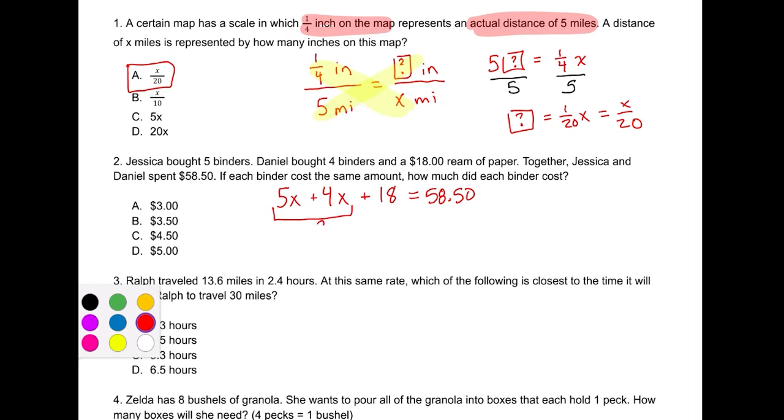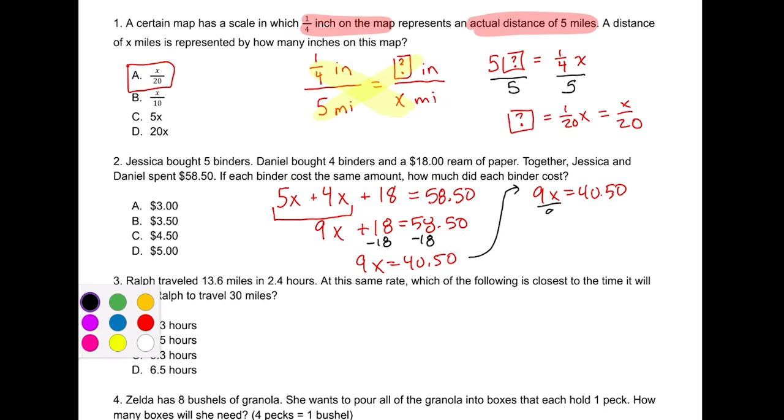4x plus 5x is going to be 9x because we're buying a total of 9 binders. And then we've got a 2-step equation here, and the first step is going to be to subtract 18 from both sides. That'll leave me with 9x equals $40.50. To get the x by itself, we want to divide both sides by 9.